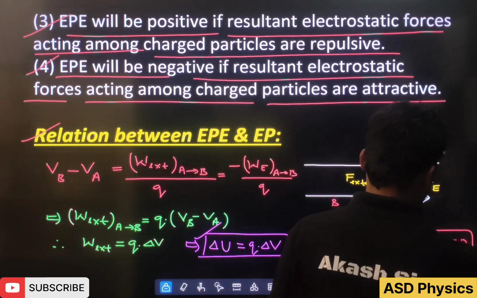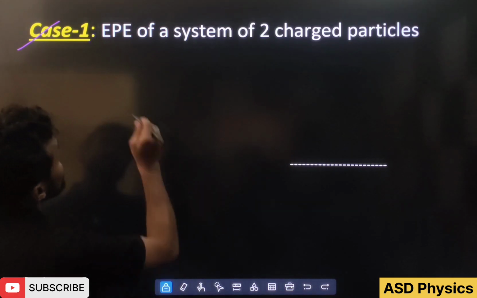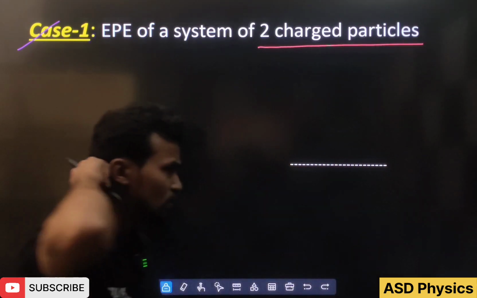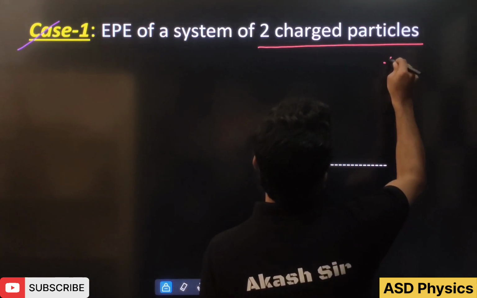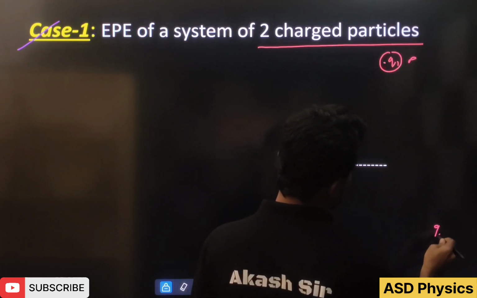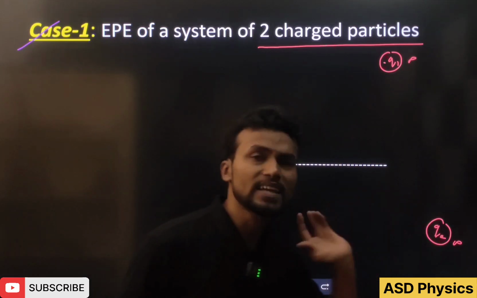Okay, great. Now students, let's see the cases. Case 1 is the EPE of a system of two charged particles. So we want to make a system of two charged particles. Let's say one charged particle Q1 is at infinity, and the charged particle Q2 is also at infinity. Both the charged particles are at infinity.